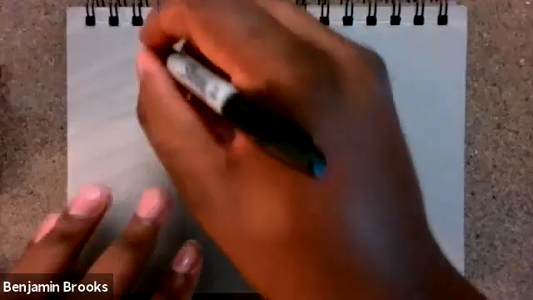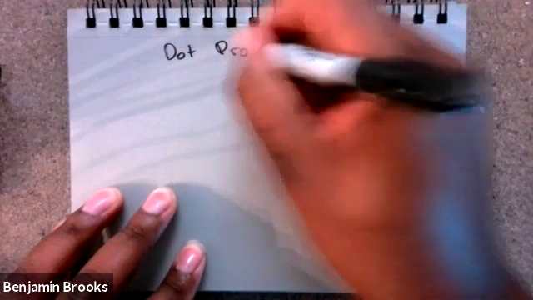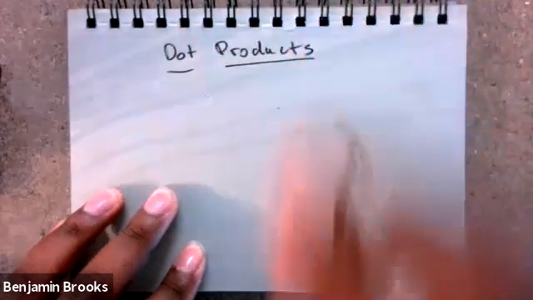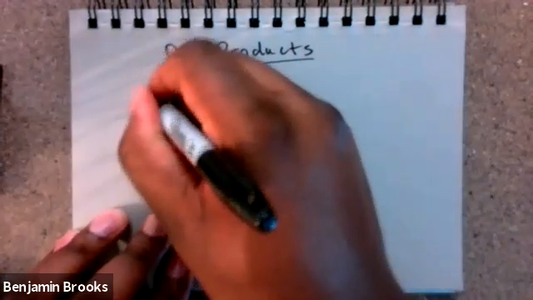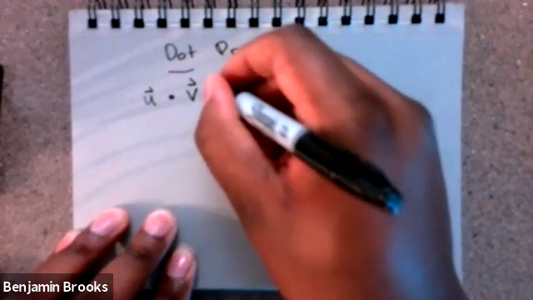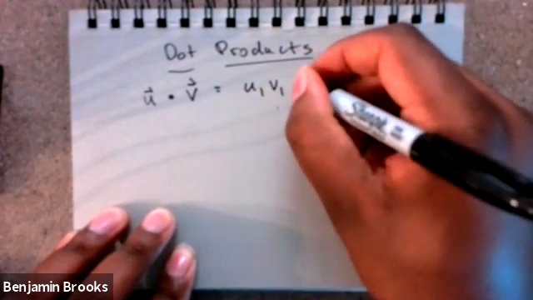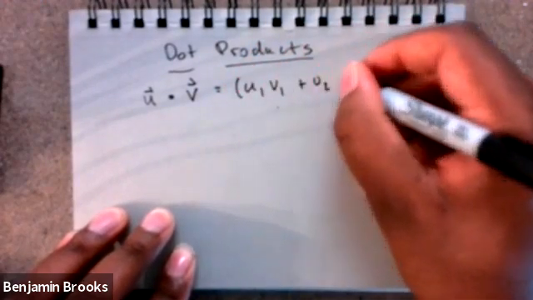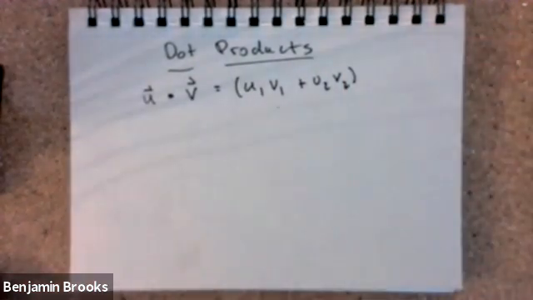So excited. Today we're going to talk about dot products. Now, when I was in school taking linear algebra, what they told us dot products were basically is the dot product u dot v equals u1 v1 plus u2 v2, which ends up being a scalar.